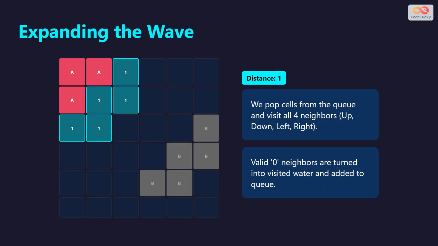We process the queue in layers. For every cell in the current layer, we look at its 4 directional neighbors: up, down, left, and right. If a neighbor is water, we turn it into a visited state and add it to the queue for the next layer. This effectively grows our island by 1 unit in all directions.